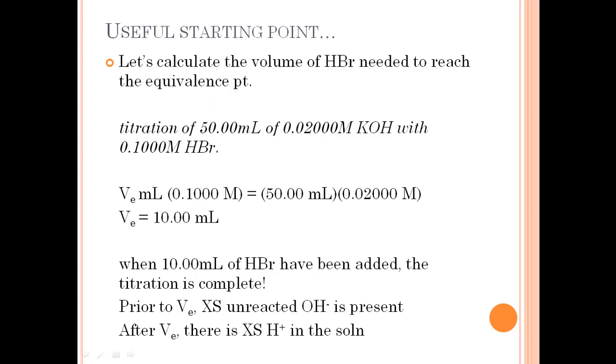When you add 10 mL of HBr, that titration is complete, which means that all of the OH- that was in the flask has eaten up as much HBr, or as much H+, as it can. So prior to the equivalence point, excess unreacted OH- is present. After the equivalence point, now there's no more OH- left. There's excess H+ in the solution.